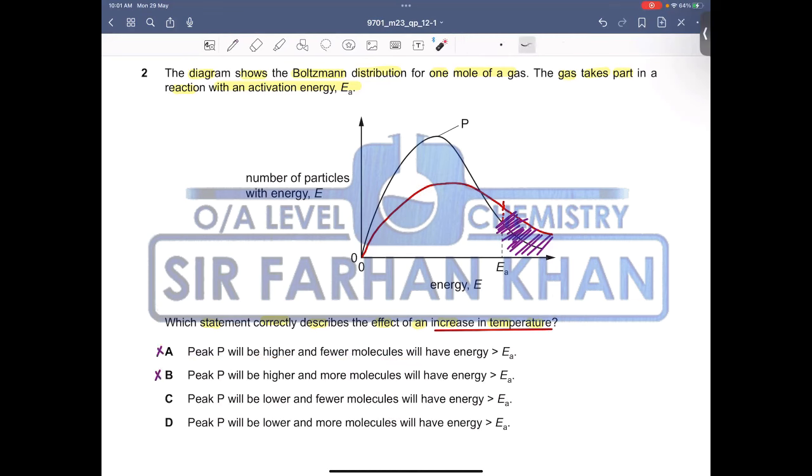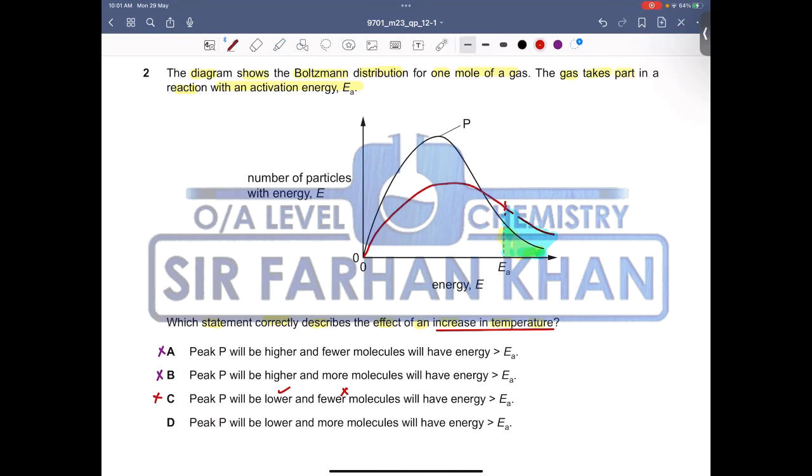Now the combination exists between C and D. So peak P will be lower. That's right. And a fewer molecules will have lower energy, not fewer molecules. Initially, it was a fewer molecule. If you can see that, initially it was a fewer molecule. But after this, it becomes bigger, right? This is the whole chunk that is involved in the chemical reaction. So obviously, option C is also incorrect.